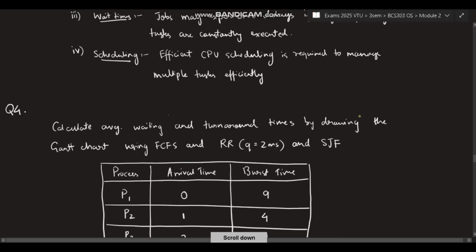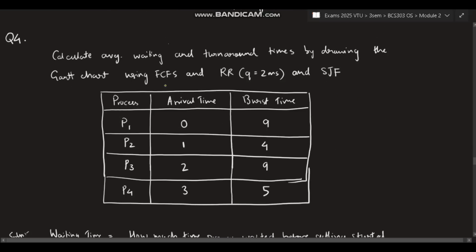Okay, moving on to the fourth super important question, which is: calculate the average waiting time and turnaround time. Now see, this comes under scheduling algorithms. In that, the three most repeated ones were FCFS, RR, and SJF. FCFS is first come first serve, RR is round robin, and SJF is shortest job first, and this is non-preemptive. I'll discuss that when the answer comes.